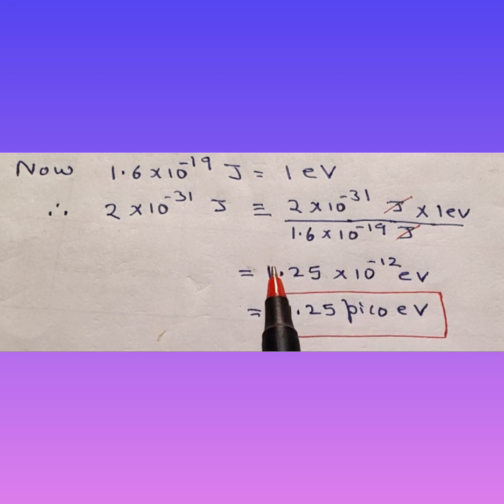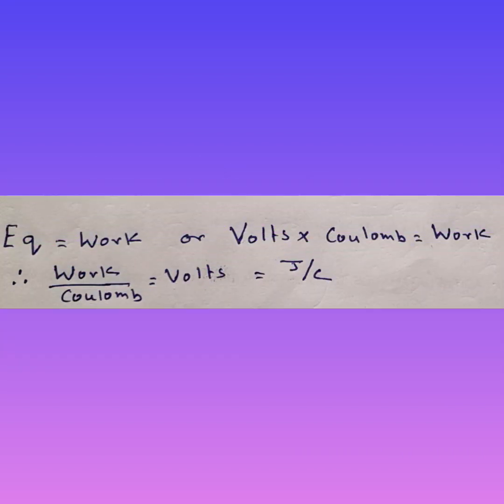So the value we get is 1.25 into 10 raised to minus 12 eV. We also know 10 raised to minus 12 is known as pico. So it comes to 1.25 pico eV. Now again, the formula for work is EQ, that is volts into coulomb.